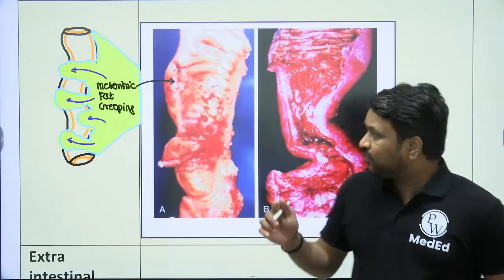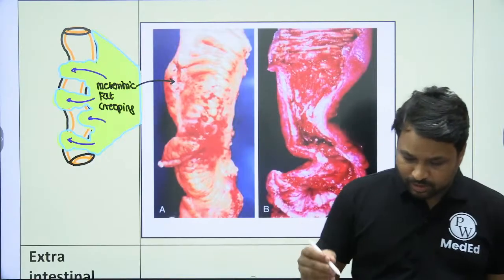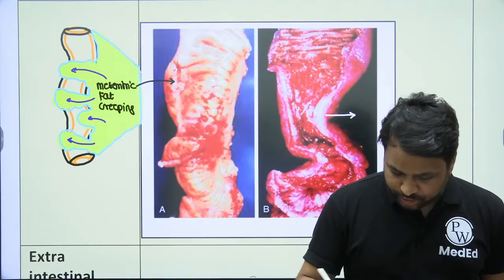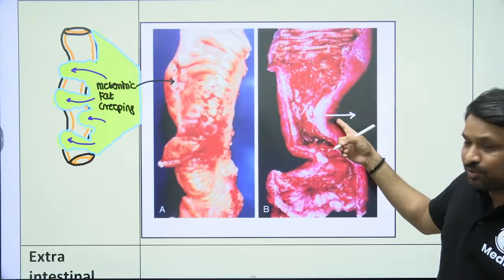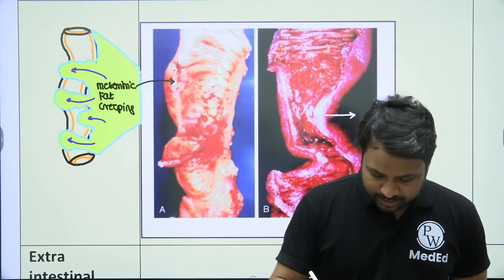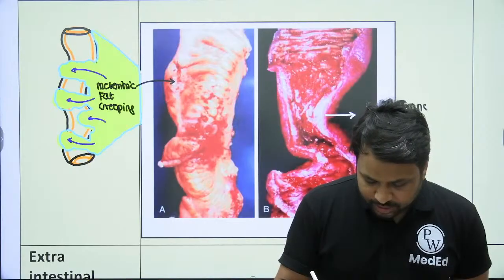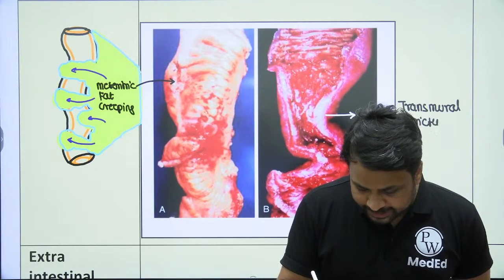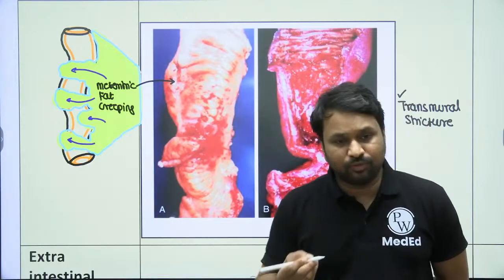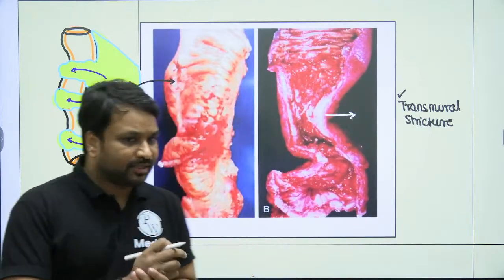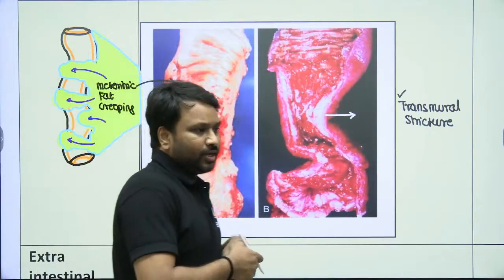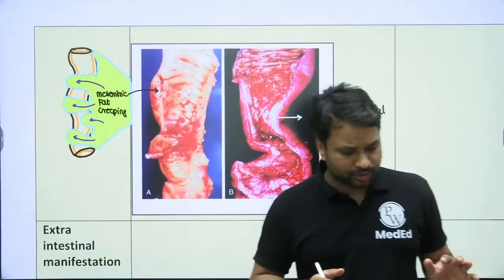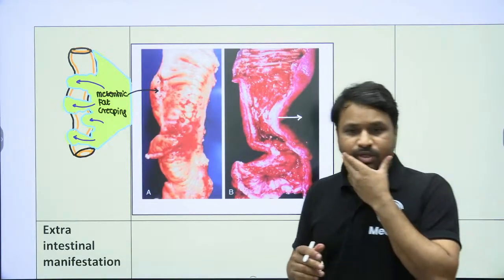Another thing you can see is this whitish layer here, which is nothing but stricture. So you can see transmural involvement. This indicates that in Crohn's disease, there is a transmural stricture. That is, the entire thickness of the bowel wall is involved, and this transmural involvement results in transmural stricture.